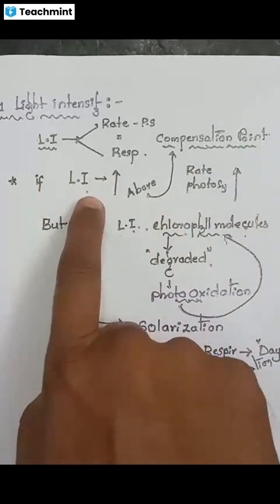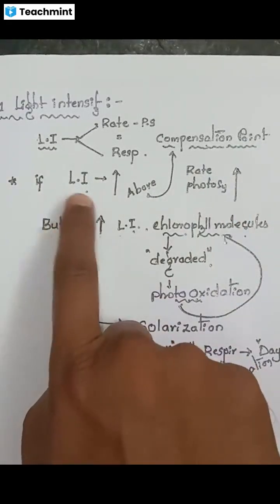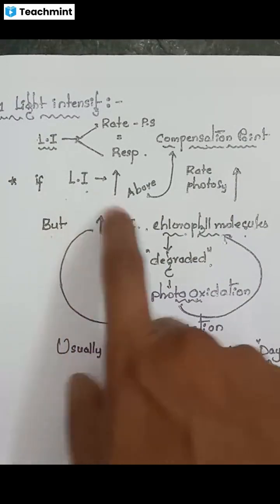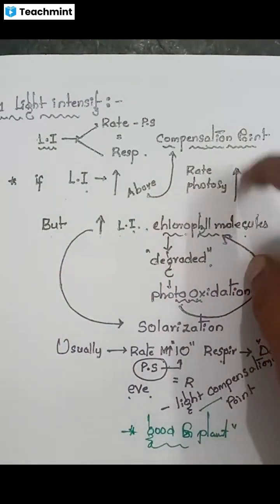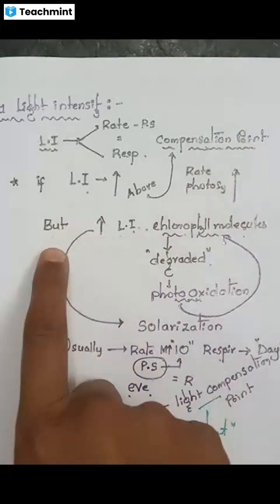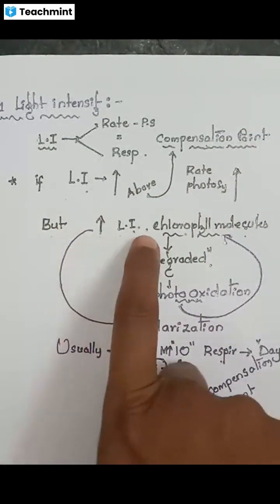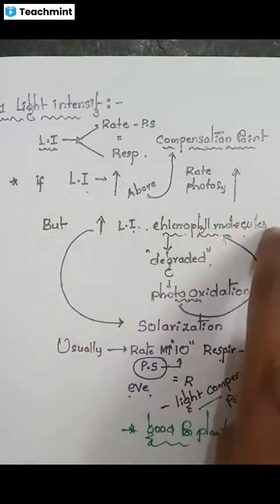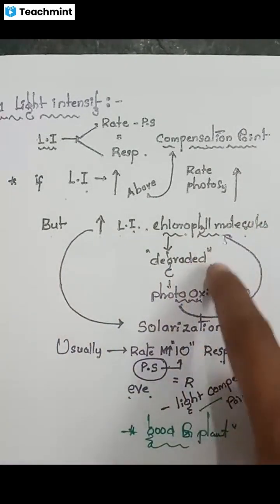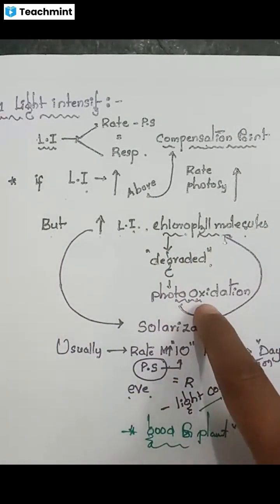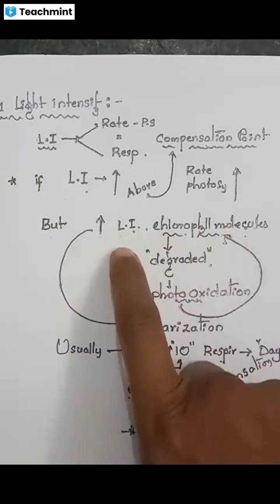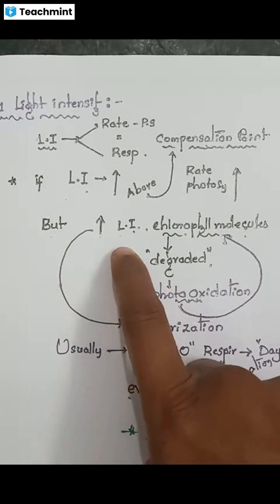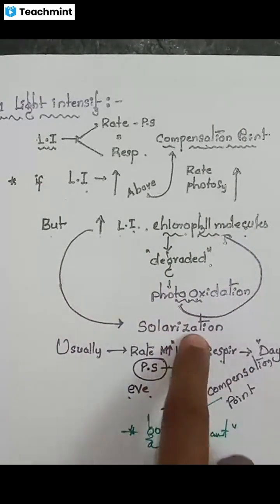If the light intensity is increased above the compensation point, the rate of photosynthesis also increases. But at high light intensity, chlorophyll molecules are degraded. This process is known as photooxidation. The photooxidation of chlorophyll molecules under very high light intensity is called solarization.